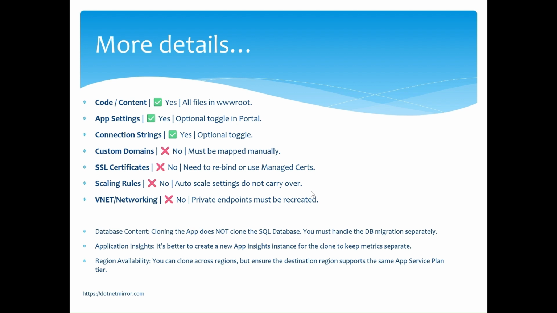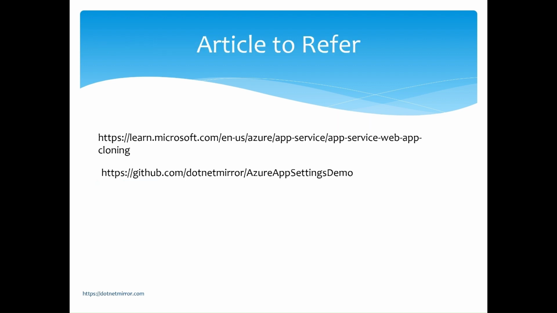And also if your source application contains App Insights, please make sure that you're creating new App Insights and map to the cloned application as well. When it comes to region availability, you can clone across regions, but ensure the destination region supports the same app service plan as the source.